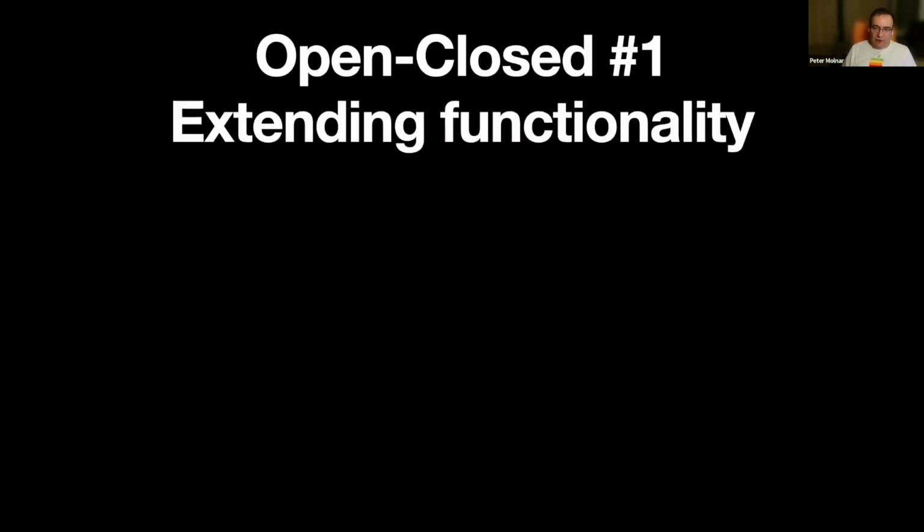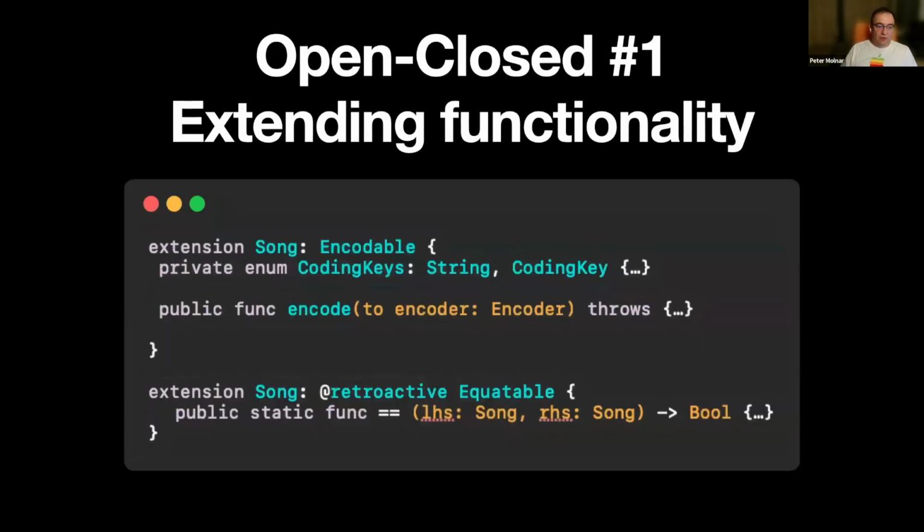The next is the open-closed principle. The idea behind this is that we can have functionality added to our existing code without modifying the original behavior or the original code. In Swift, we are quite lucky because we have extensions, and they are really good tools to achieve this. To compare a song to another, for example, in a unit test, I require the song to conform to the Equatable protocol.